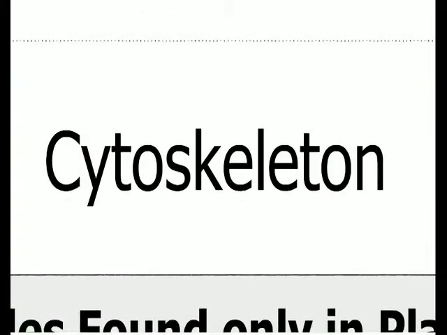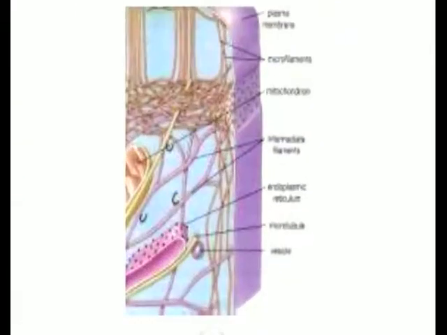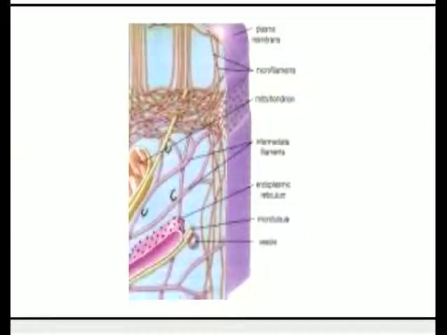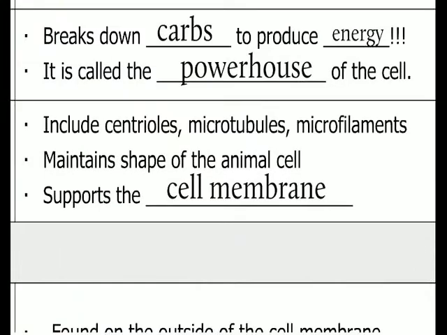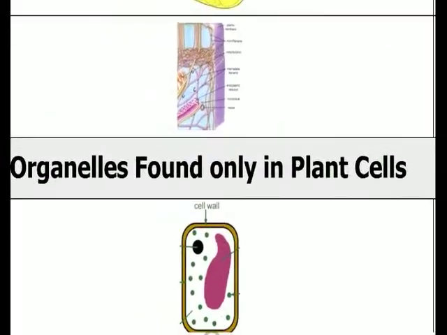Then the last thing we have in both plant and animal cells is the cytoskeleton, and the cytoskeleton is sort of a bunch of branches that hold up the cell membrane. It's made of centrioles, microtubules, and microfilaments, and it holds the shape of the animal cell. Just like you would lose your shape if you didn't have your skeleton, the cell would sort of lose its shape without the skeleton of the cell, the cytoskeleton, so it supports the cell membrane.